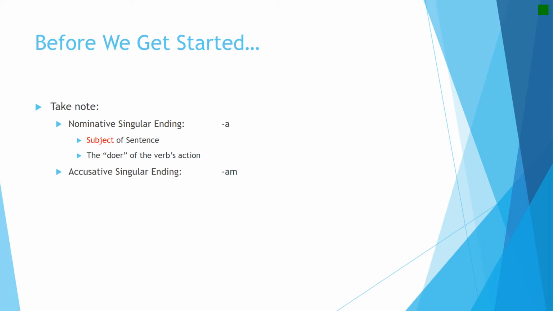An accusative singular noun ends in AM. A noun in the accusative case will be the direct object of a sentence. The direct object noun receives the action of a verb. Our accusative direct objects will be marked in blue for this tutorial.